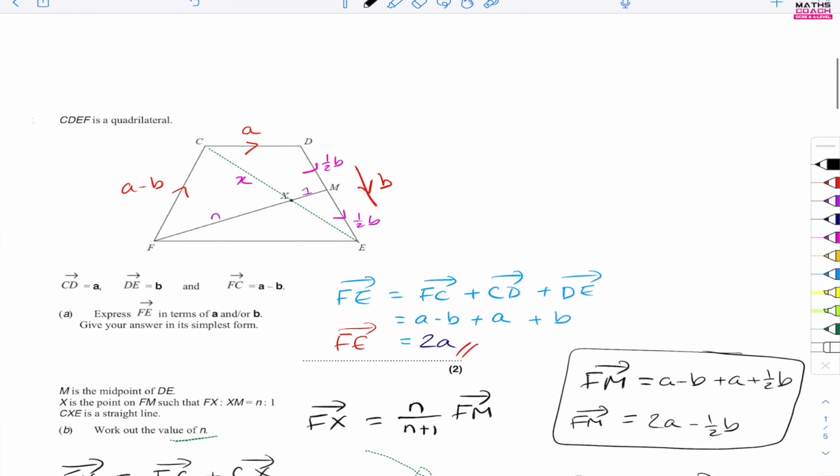Let's go back to that diagram. See what that was. It's right here. So this is equal to 4. So in total, f to x is 5 parts.